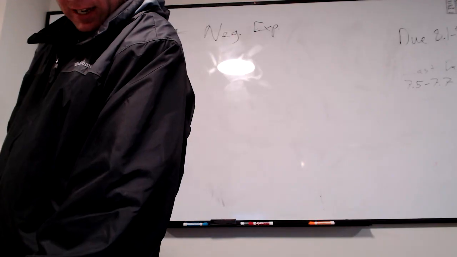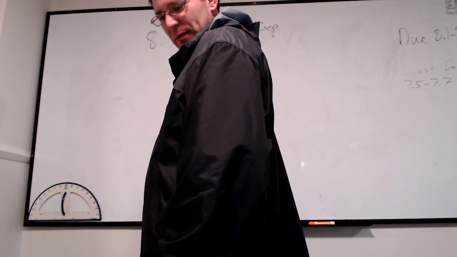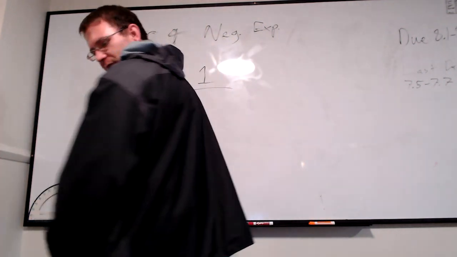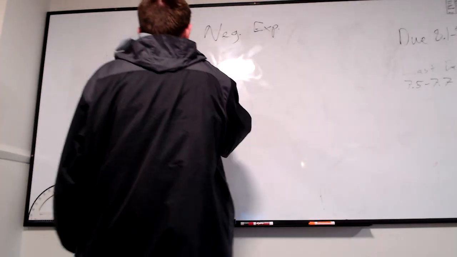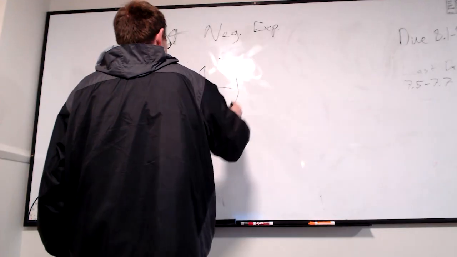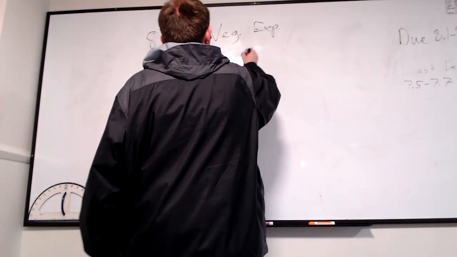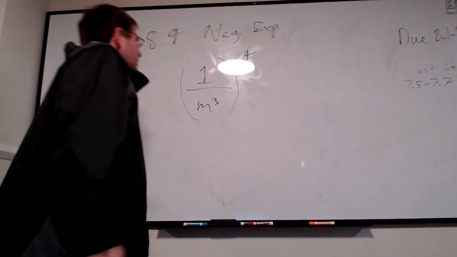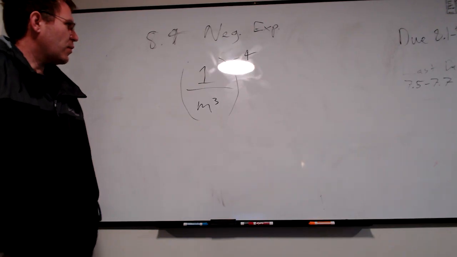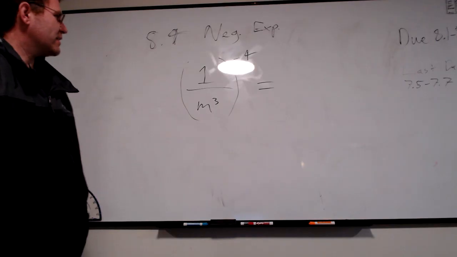So let's say we have one that's already set up a little different. So let's say we have 1 over m to the third, and then it's to the -4th. Okay, so let's think about how we would try to solve that or simplify it.